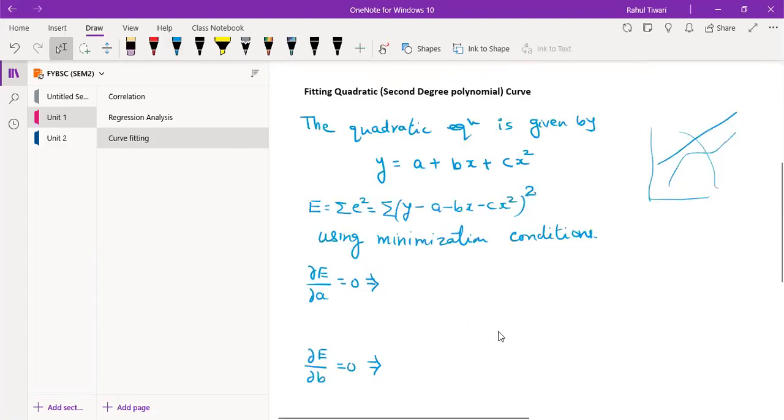So let us differentiate with respect to a. So what will we get first? 2 times summation y minus a minus bx minus cx square, right?